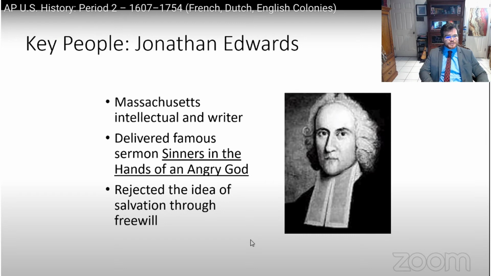So, Massachusetts intellectual and writer. He's going to be a prominent figure in the First Great Awakening. So Jonathan Edwards, guys. I'm sorry. Jonathan Edwards is going to be really big on Puritanism, okay? No salvation through free will. So he's not going to be totally on board with the First Great Awakening. He's going to be at odds.